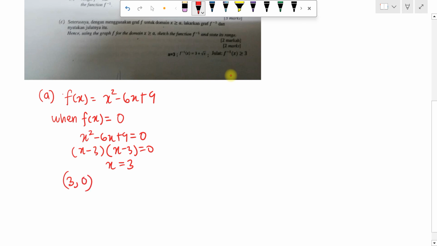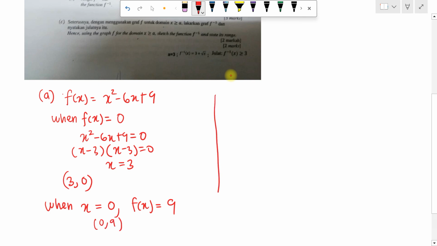And then how about when x equals 0? When x equals 0, f(x) should be 9, correct or not? You substitute here 0 at x squared, and you substitute here 6x as 0, so you are left with 9. So here you get (0, 9) as your point.